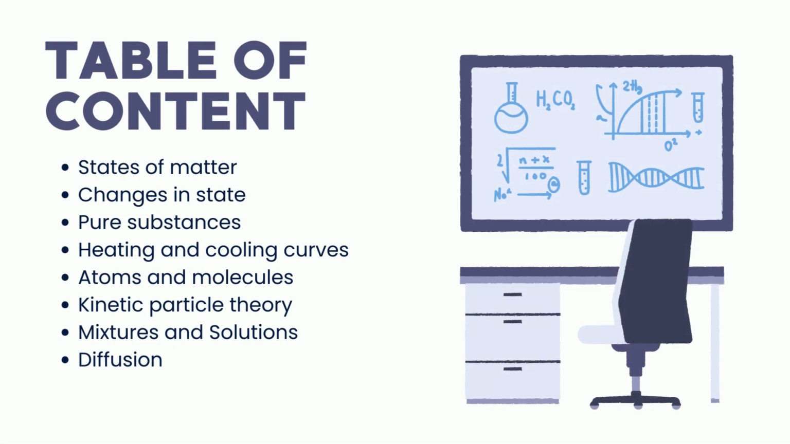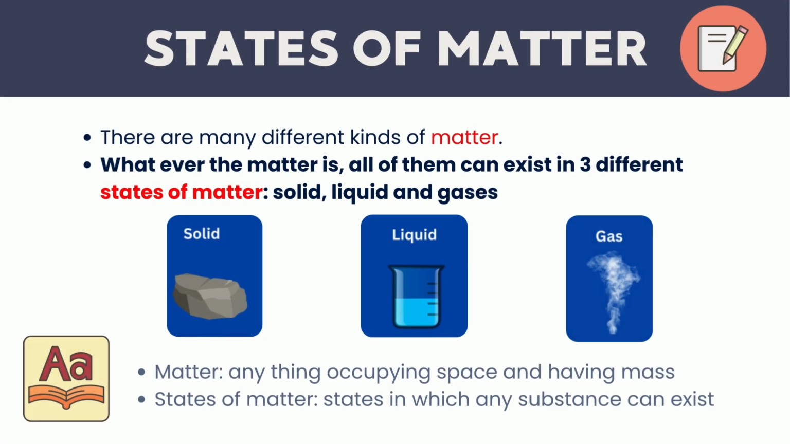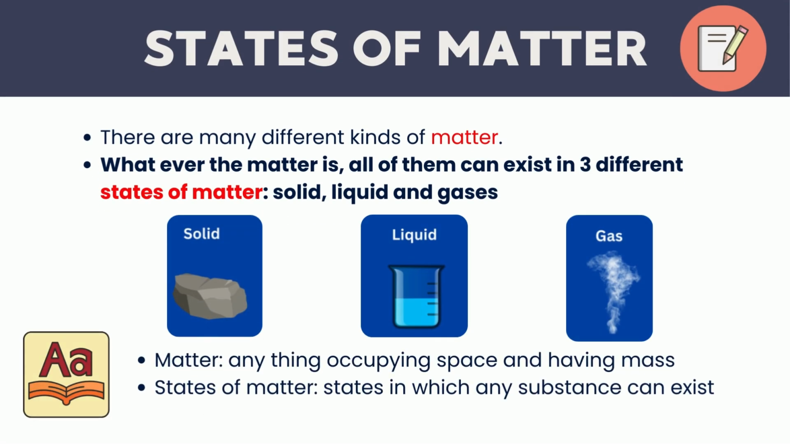So first, we are going to go into states of matter, then changes in state, then pure substances, heating and cooling curves, atoms and molecules, kinetic particle theory, mixtures and solutions, and finally, diffusion. First, let's get into states of matter. There are many different kinds of matter, and whatever it is, it exists in three different states of matter, either solid, liquid, or gas.